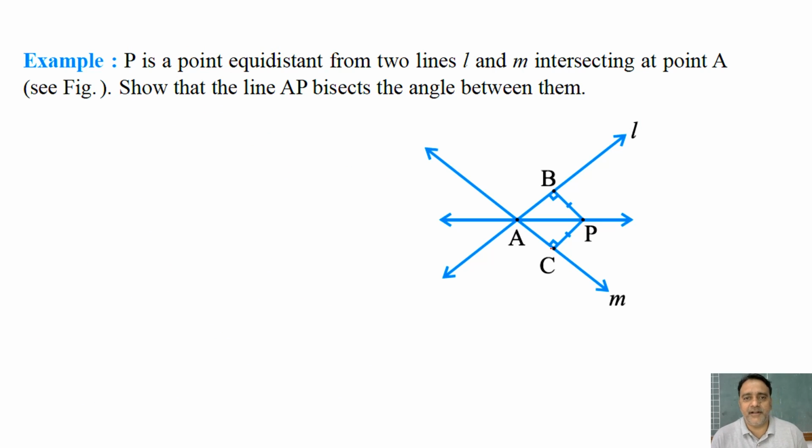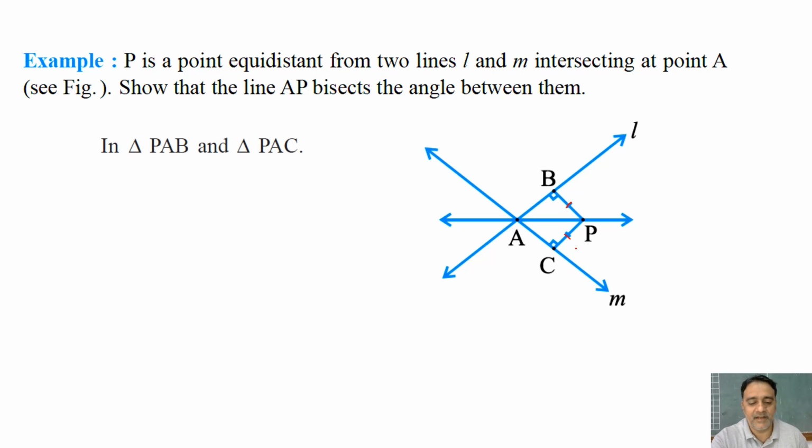P is a point equidistant from two lines L and M intersecting at point A. Show that AP bisects the angle between them. That means we have to show that these two angles are equal. For that we have to prove these two triangles congruent. See how we do it. First of all, BP is equal to CP. Why? Given. Yes, P is equidistant from L and M.